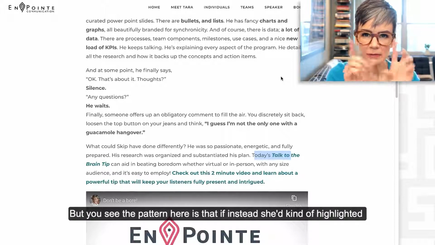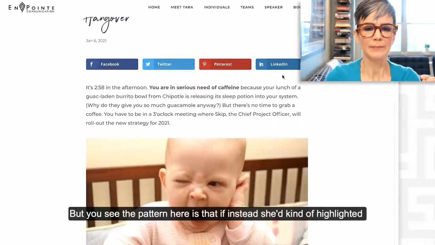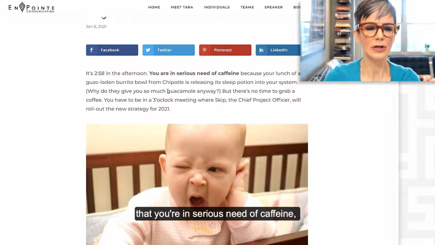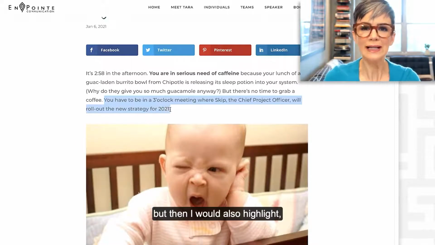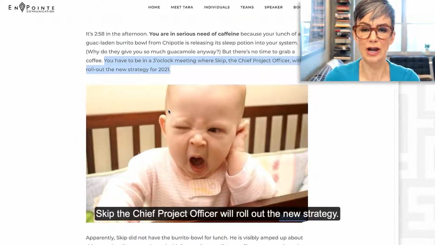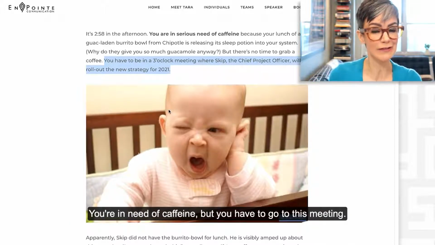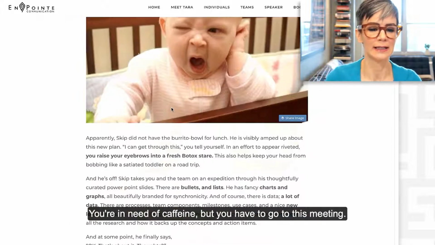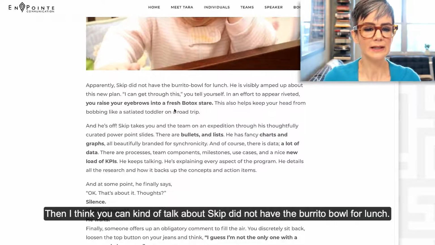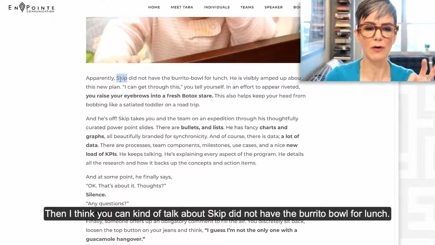But you see the pattern here is that if instead she'd kind of highlighted that you're in serious need of caffeine, but then I would also highlight you have to be in a 3:00 meeting where Skip, the chief project officer, will roll out the new strategy. So now we've got the context, and now we've got a little bit of the problem, right? You're in need of caffeine, but you have to go to this meeting. Then I think you can kind of talk about Skip did not have the burrito bowl for lunch.